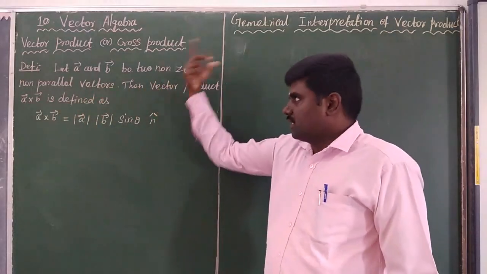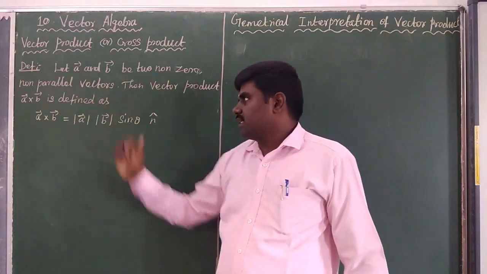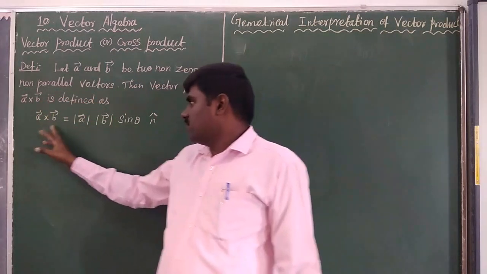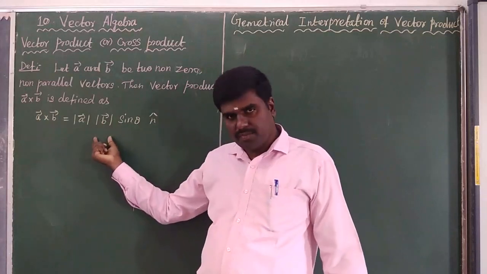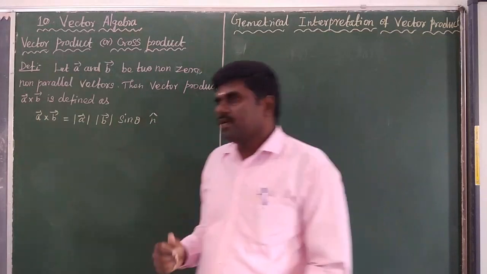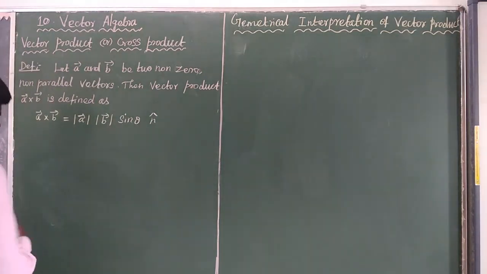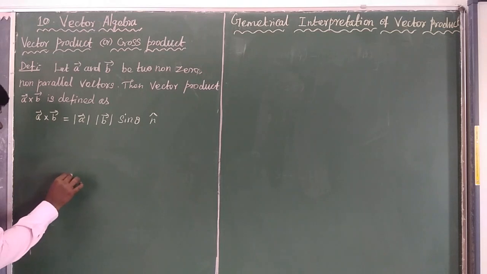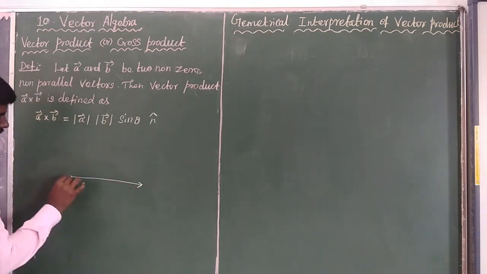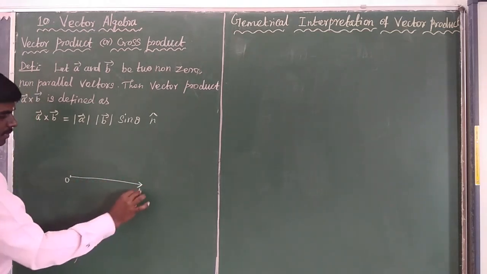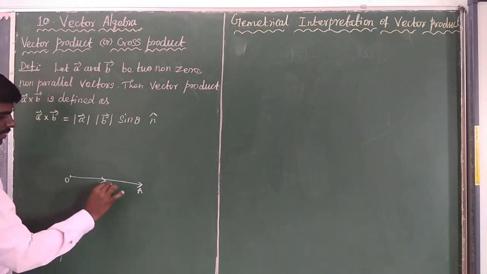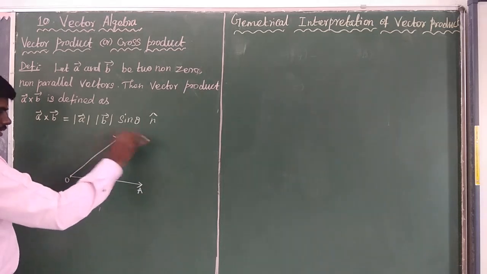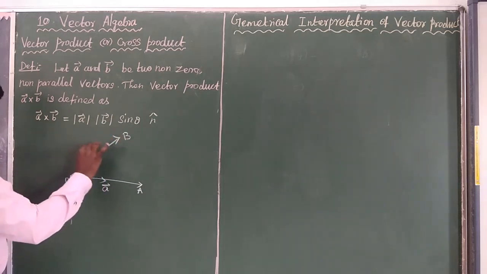Then the cross product A cross B is defined as A cross B equals magnitude of A, magnitude of B, sin theta n cap. What is the meaning? Here, I will choose the origin point O. Here the point A, the vector A. And here the point B, the vector B.